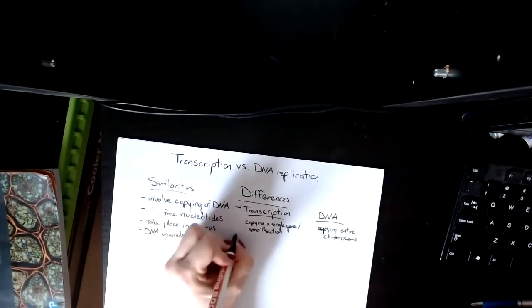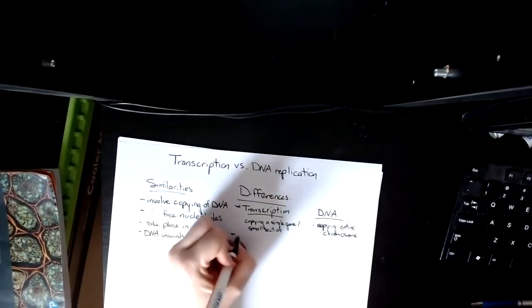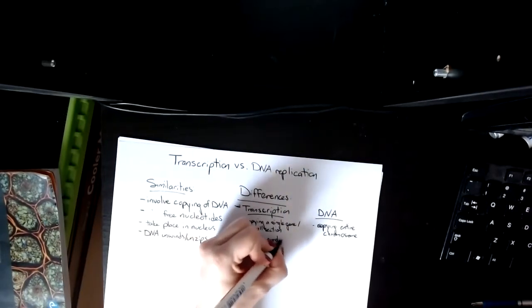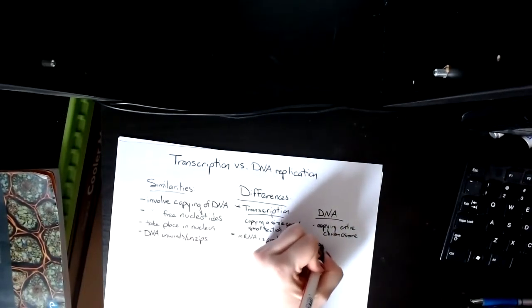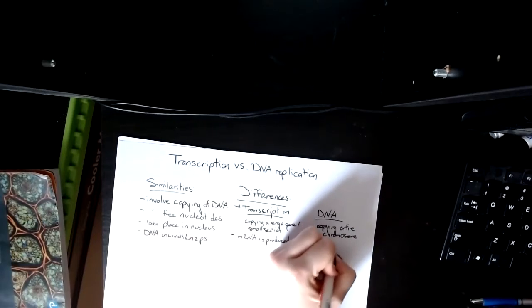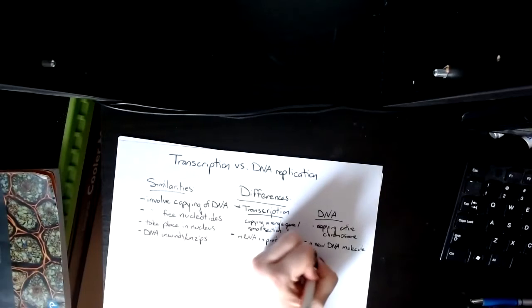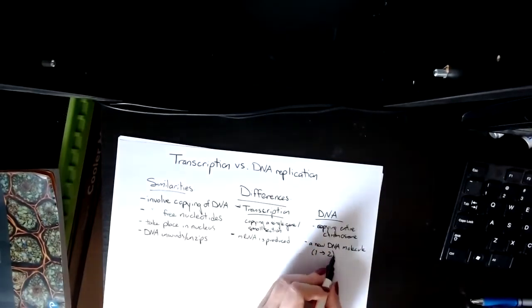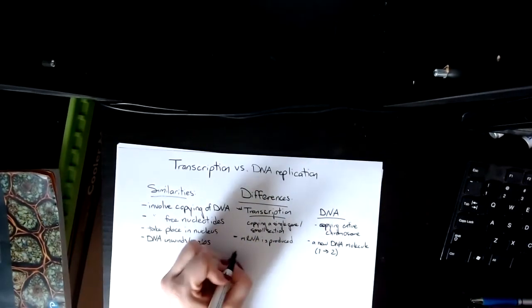And because of that, of course, the end result is different. Transcription results in an mRNA being produced, whereas in DNA replication you get a new DNA molecule. Well, a half new DNA molecule technically, but the idea is that it's going from one DNA molecule to two DNA molecules. And in those two, you have one strand of old and one strand of new. But the idea is that it's different.